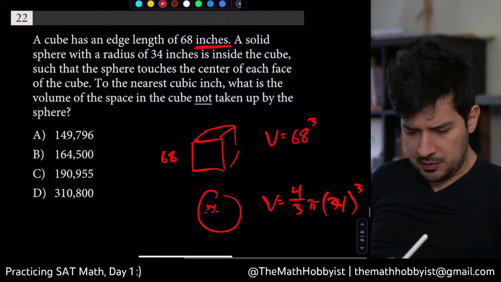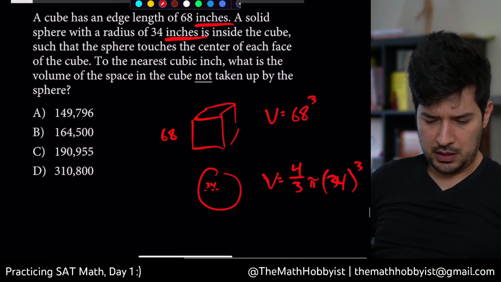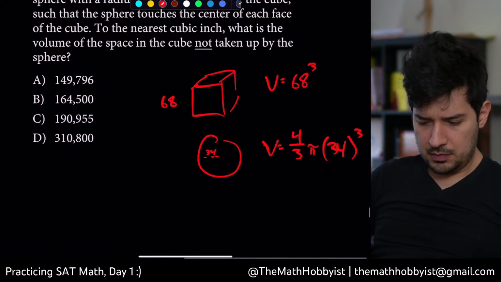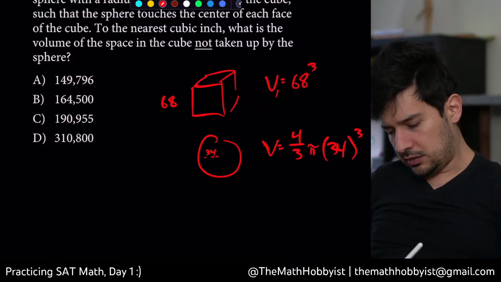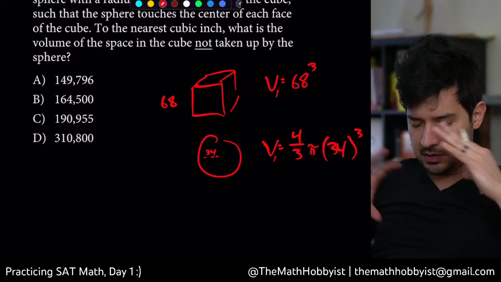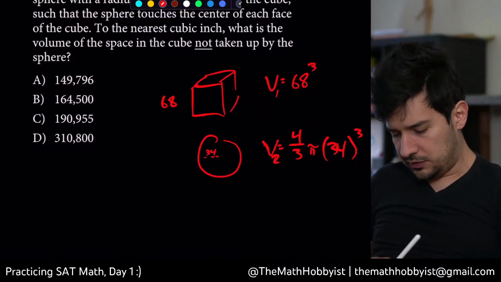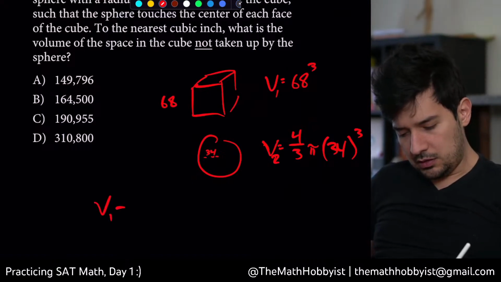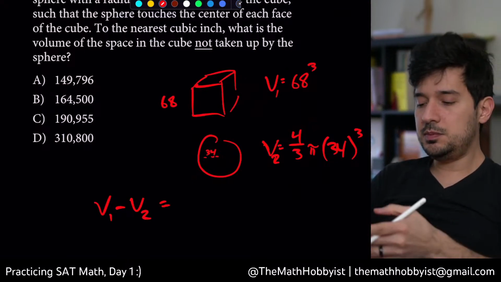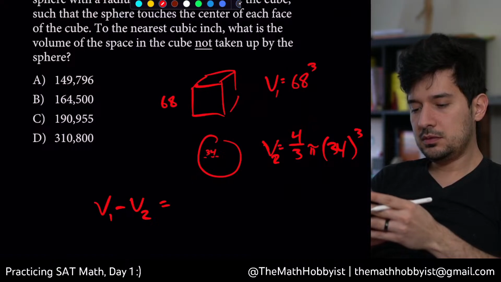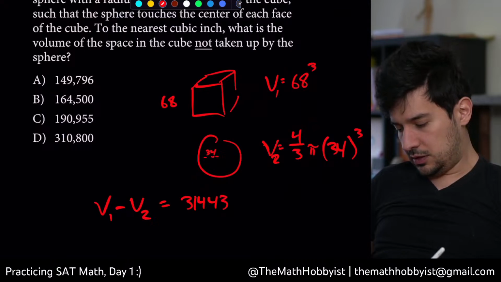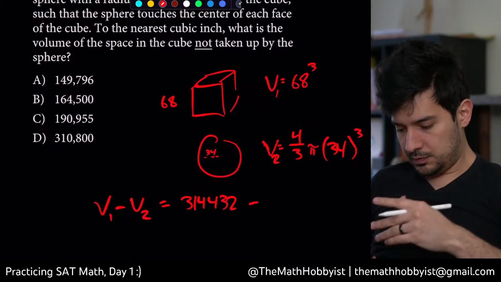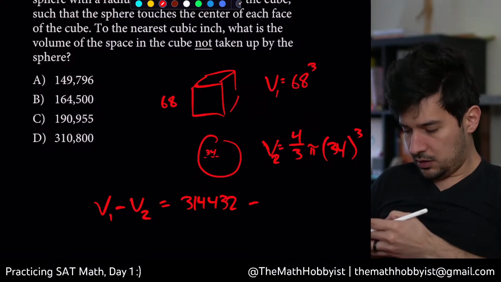Do they have the same unit? Yes, they both have 34 inches. So now we're saying that the cube is a little bit bigger than the sphere, so we're going to find what volume is remaining. So 68 cubed is 314,432. 34 cubed.